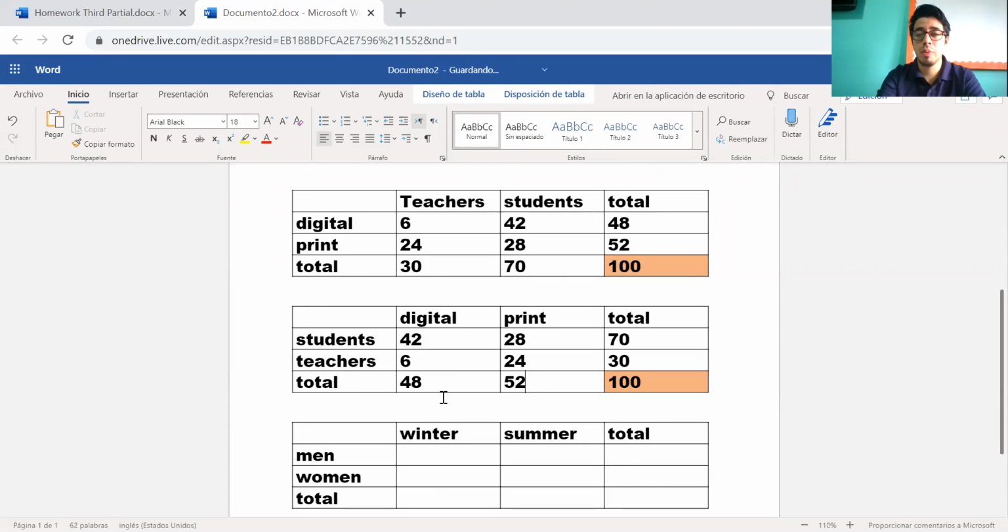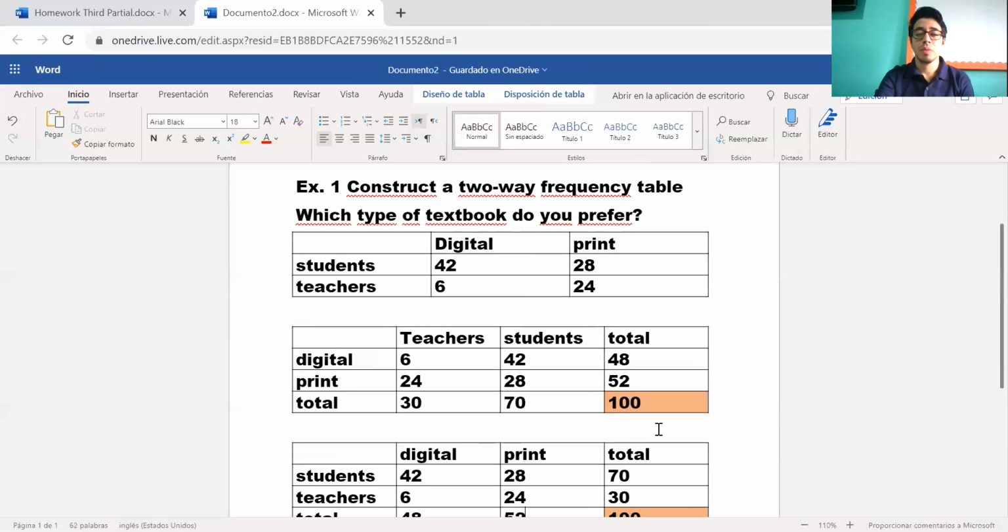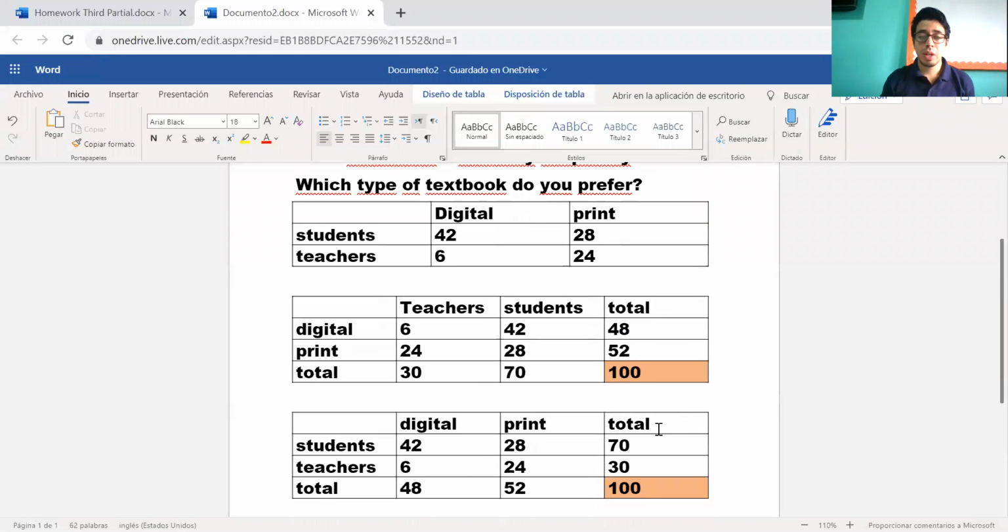If you add these two numbers, you are going to obtain 100. The addition of the sum of this has to be the same addition of this, okay? Because it's the same total. Okay. Then we are going to interpret the data that we already have.